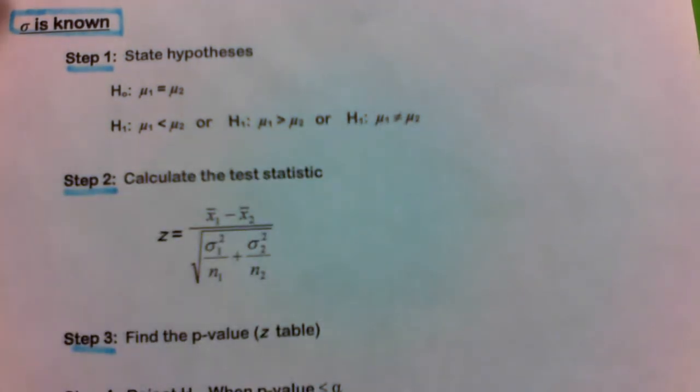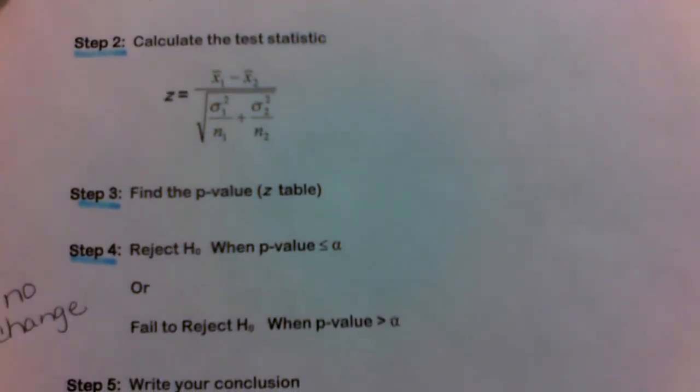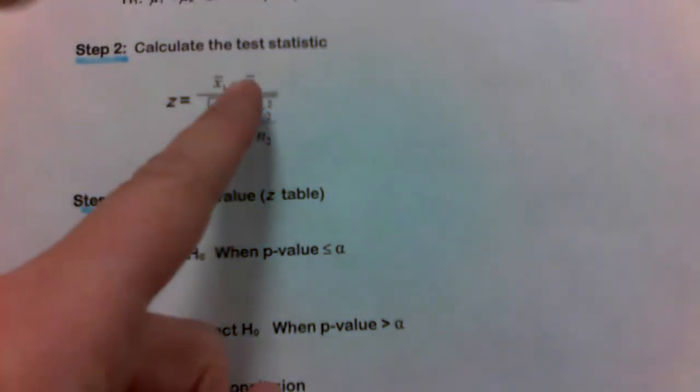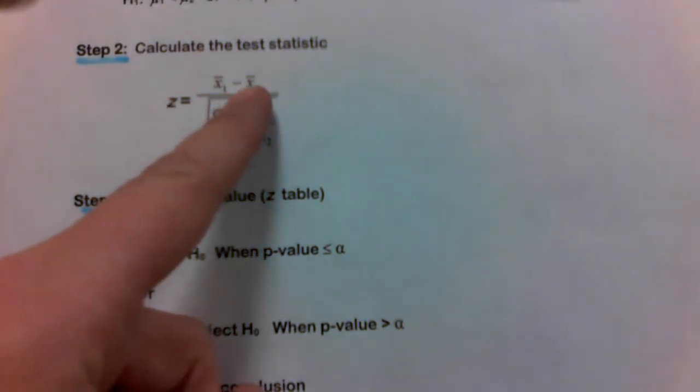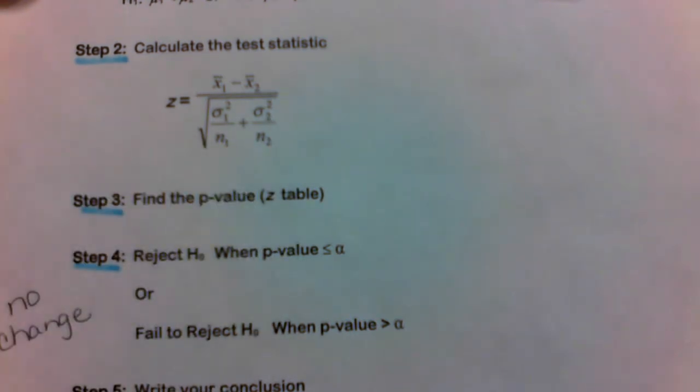Now, the test statistic, now that we have 2 samples, this formula changes. It's x bar 1 minus x bar 2, and then in the denominator you have this. Now, it looks a little complicated, but again, I'm going to show you how to put it into your calculator, and it is not hard to find.